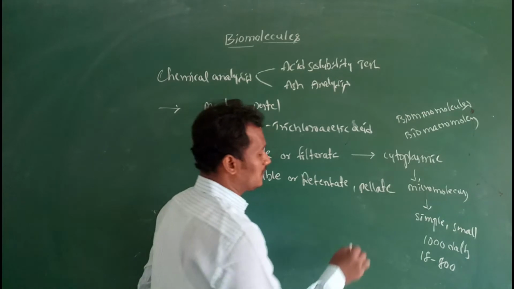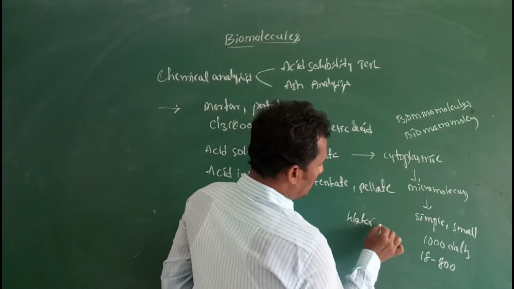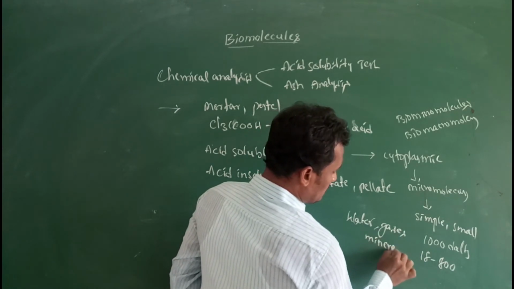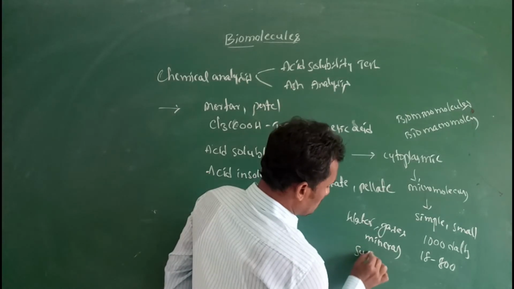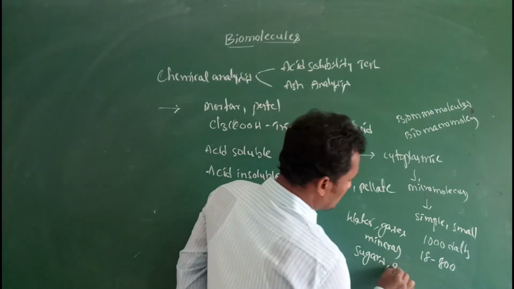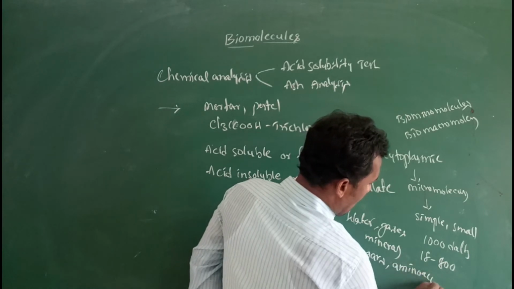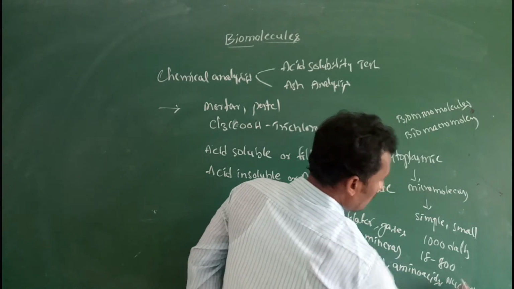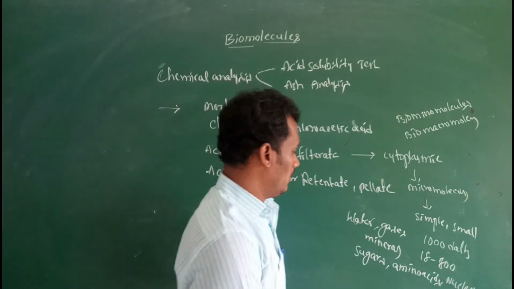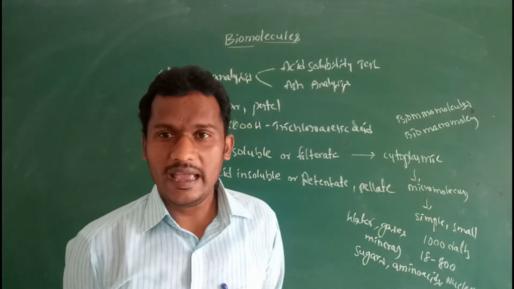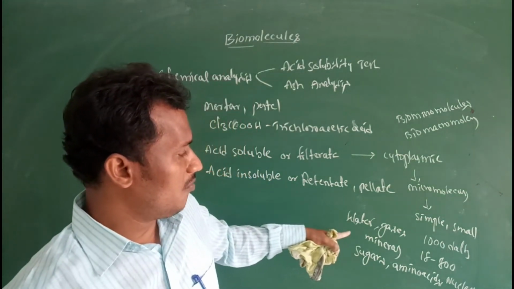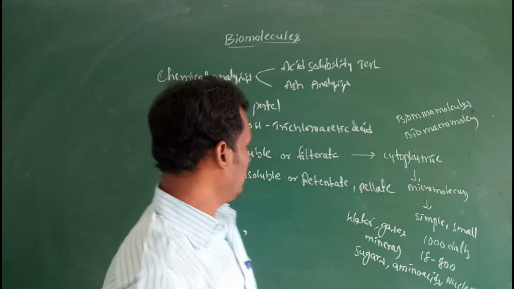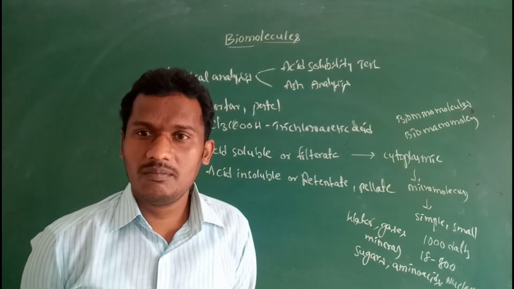So examples: water, gases, minerals, simple sugars, amino acids, nucleotides, etc. So these are sugars, amino acids, nucleotides, then inorganic water, gases, minerals, etc. These are biomicromolecules. Next, the second one, the acid insoluble fraction.